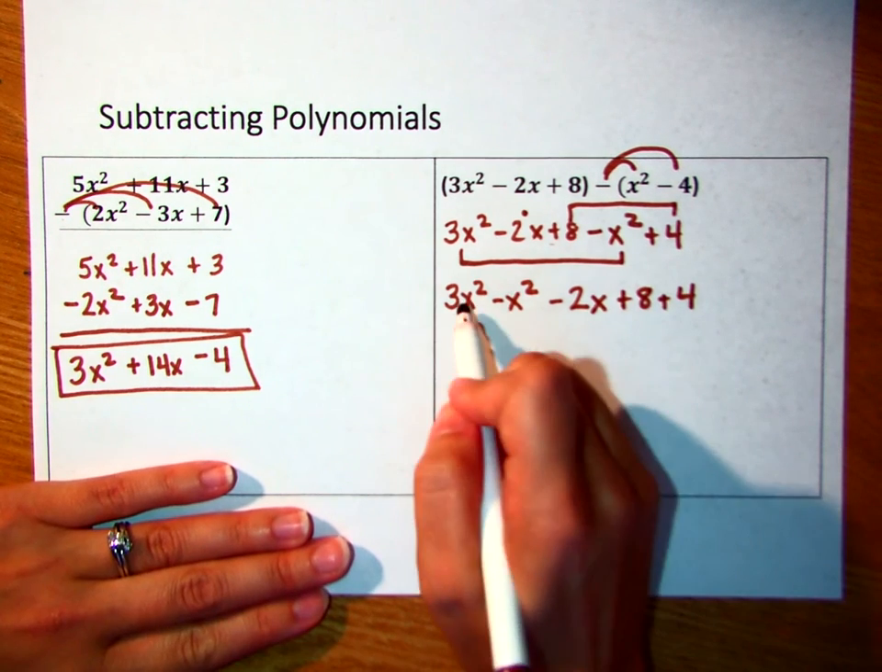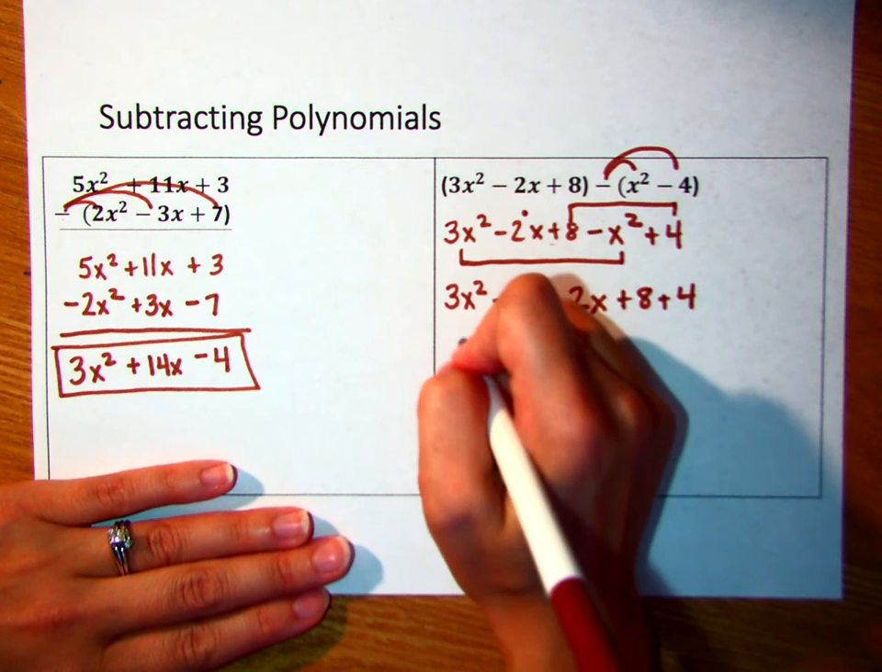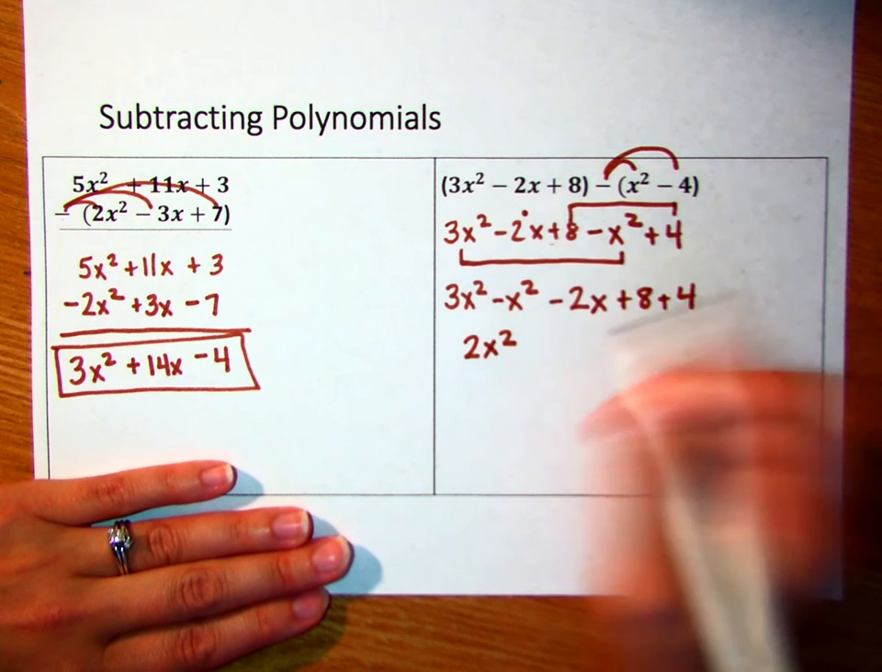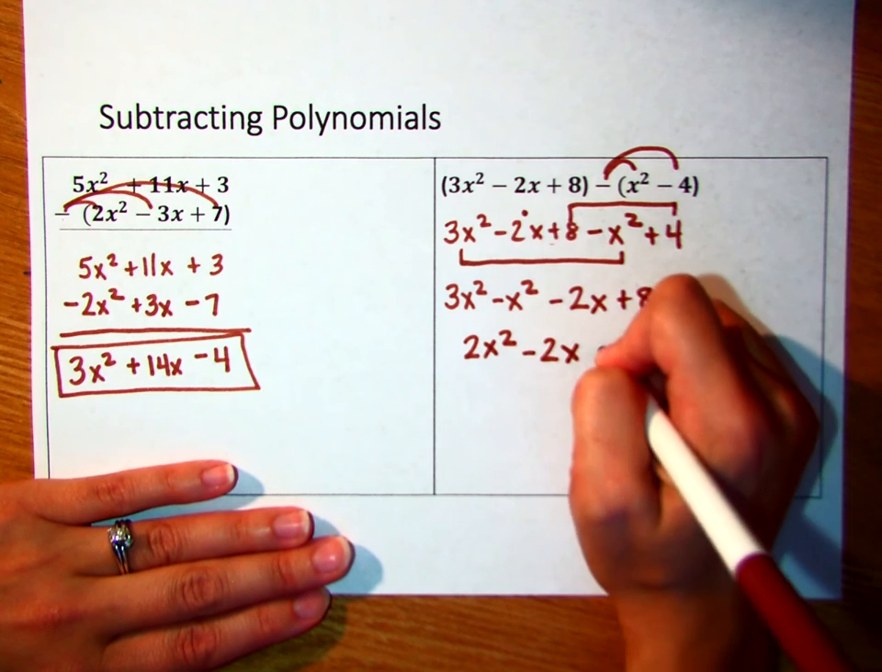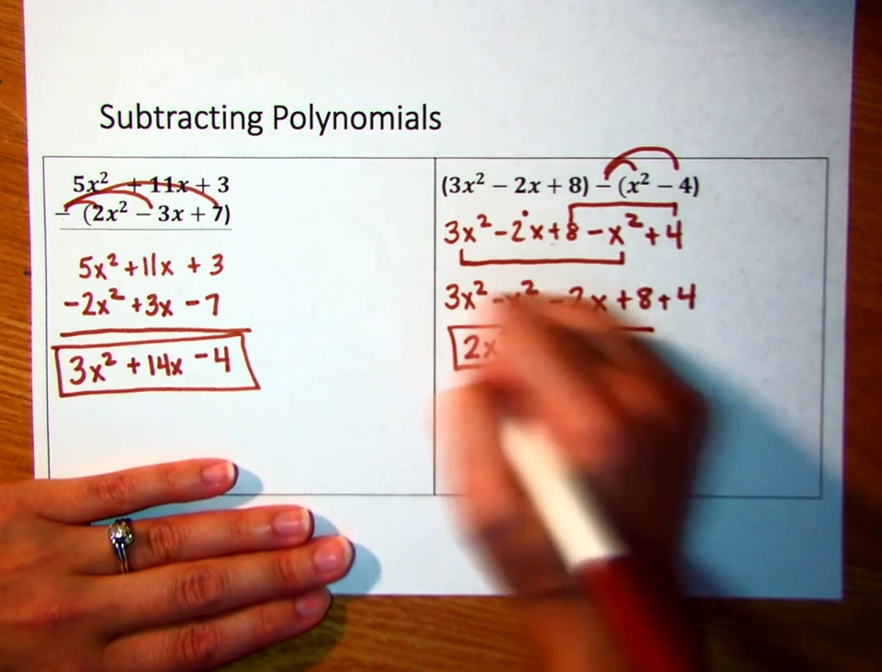So now we can just combine like terms. 3x squared minus x squared is 2x squared. Then I don't have any other x's, so minus 2x. And then here, 8 plus 4 would be 12, and then that would be my final answer.